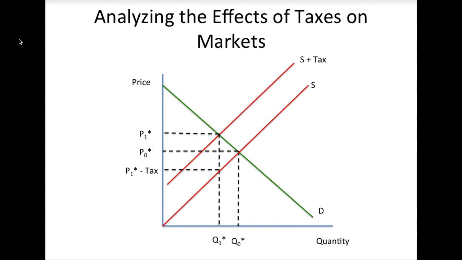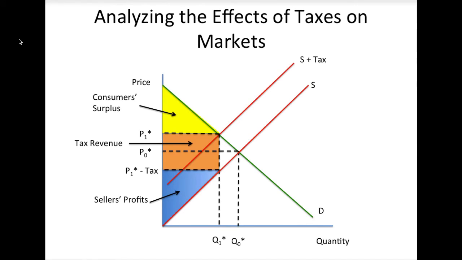After the tax, the price that consumers pay has risen, so their consumer surplus is smaller. Because the price that sellers get is lower, their profits are smaller as well. The government gets some of this surplus as tax revenue, which is the number of units sold times the amount of the tax. This is the orange box in the graph.